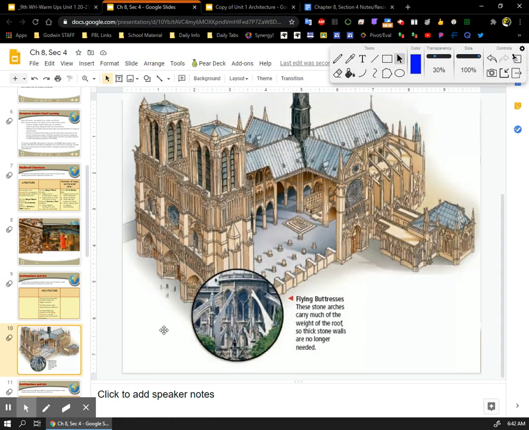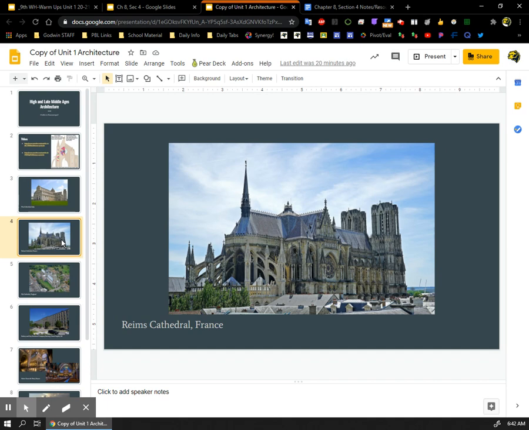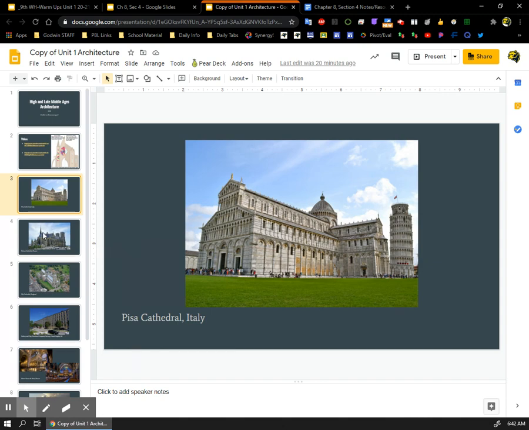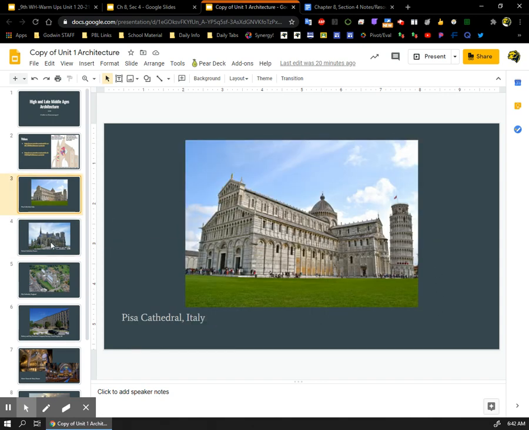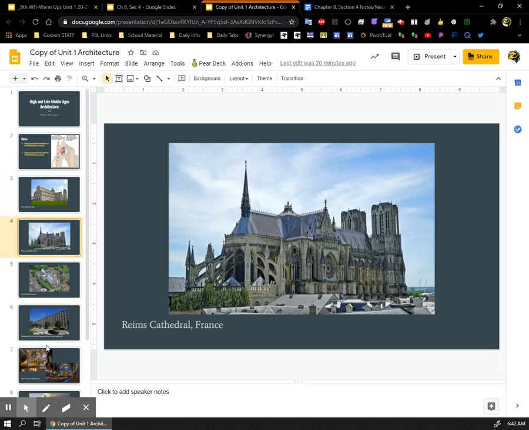So here's a picture of what those flying buttresses would look like on a drawing or a 3D rendering of it. And what it looks like in actuality is this right here. You notice these gorgeous flying buttresses down here outside the church. That allows the church to be a lot taller. So just to compare, Romanesque, Gothic. What does the inside of one of these Gothic cathedrals look like?